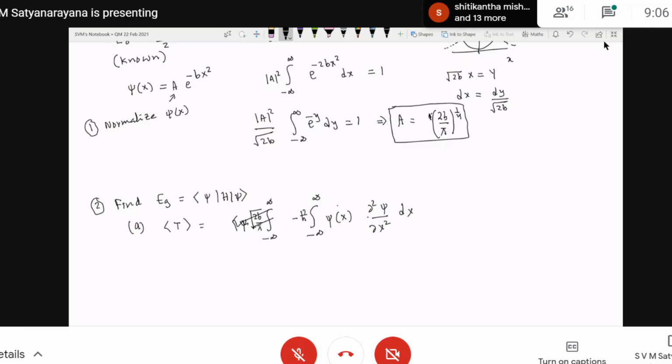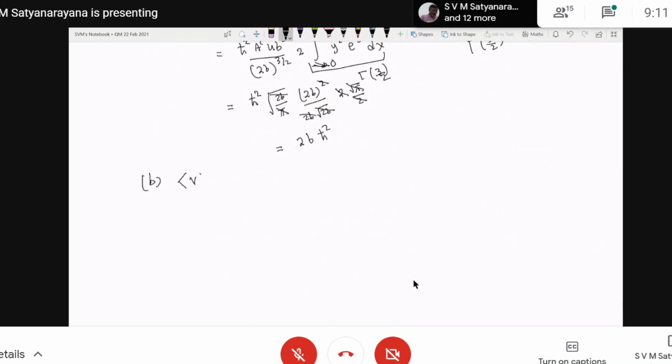Now let's calculate the average potential energy. That is equal to integral minus infinity to infinity A square into half m omega square into x square into e to the minus 2bx square dx. So this is the same as this one: x square into e to the minus 2bx square.